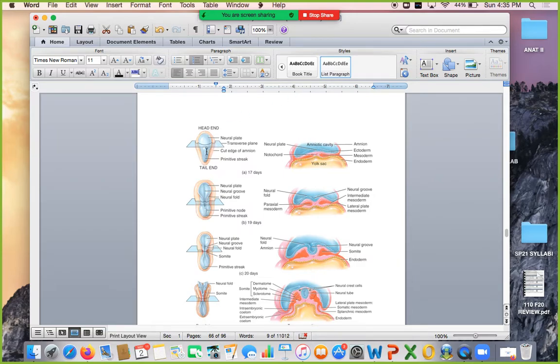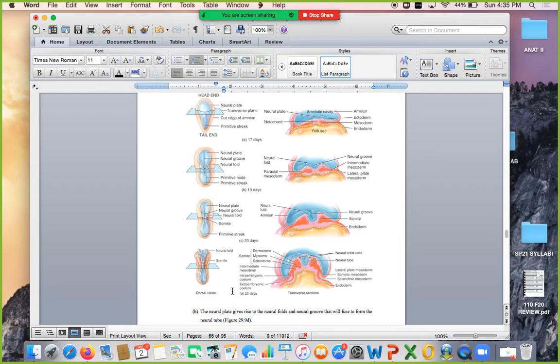Here's our primitive streak at 17 days. Here's our primitive streak at 19 days. It's going to get more and more complex. Somewhere around 22 days, it's going to actually completely invaginate, creating the neural folds. And we're going to start seeing the appearance of somites.